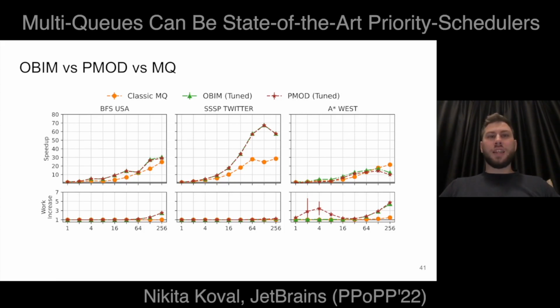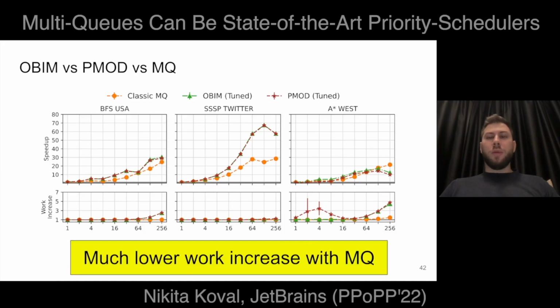We vary the number of threads over the x-axis, and the graphs on the top show the speed up compared to the classic multi-queue version executed on a single thread, while the graphs below show the work increase compared to the same single thread execution. Here we see the following.